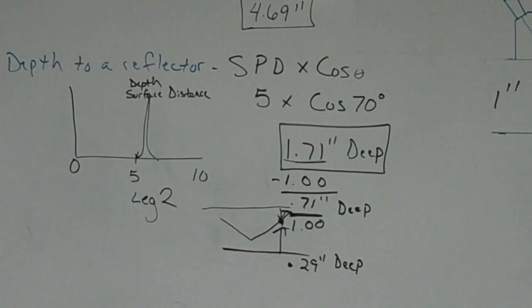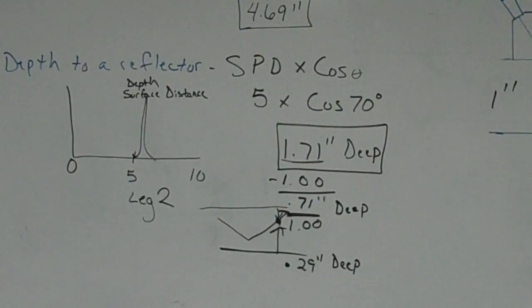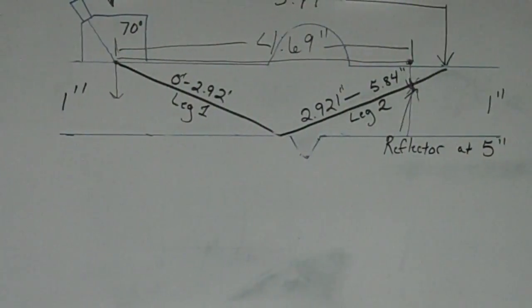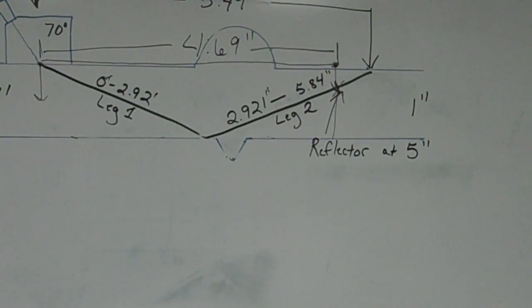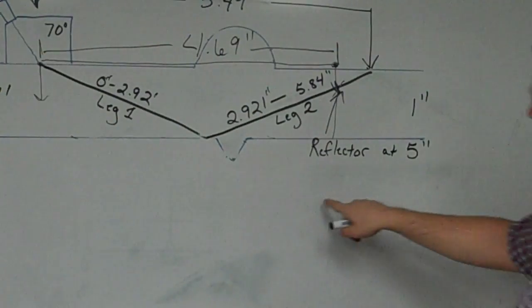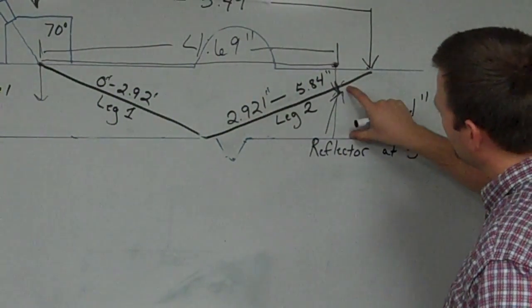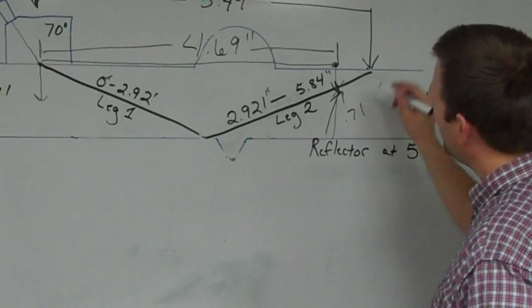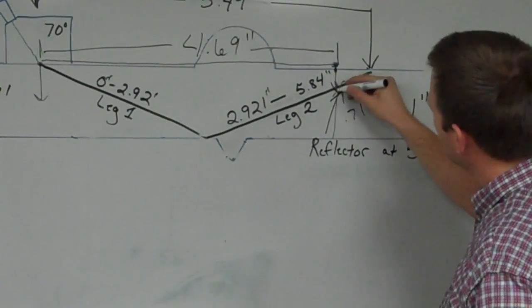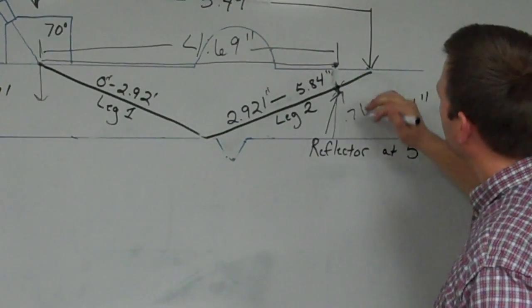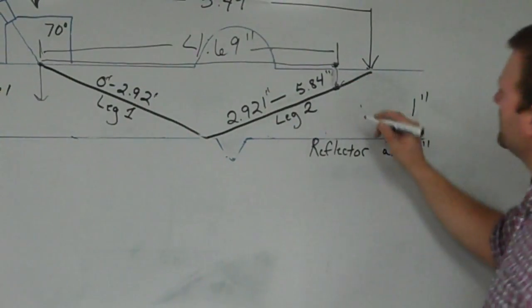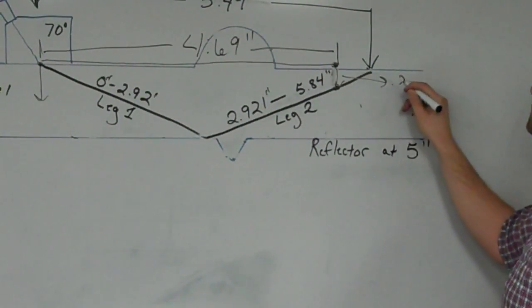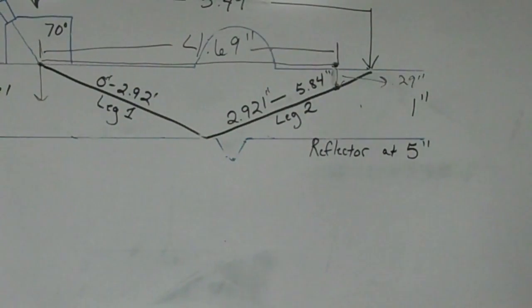Then we'll go back around to our picture. Before, we said that our reflector was 1.71 deep, which would put it down here, so we subtracted out a part thickness. That told us that from here to here was 0.71, so from here to here is actually 0.29 inches deep. Okay, 3/10 of an inch deep.